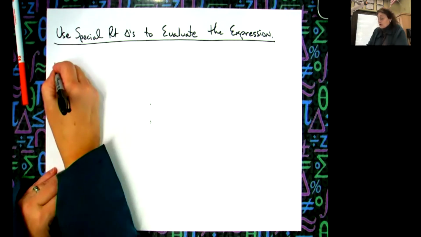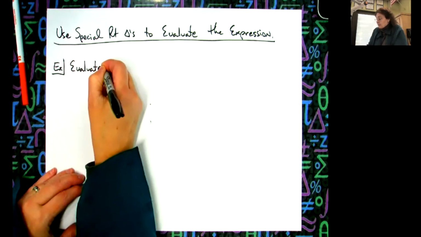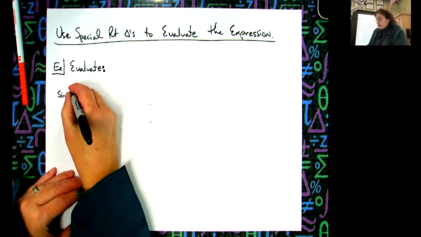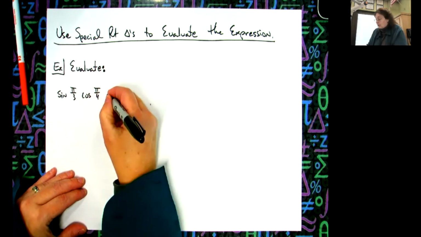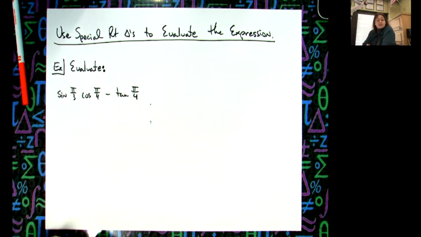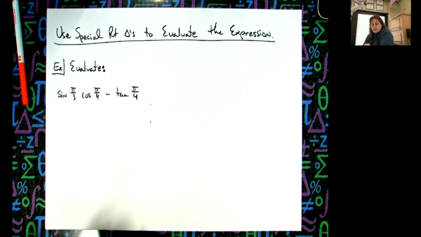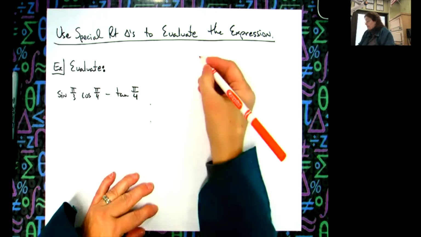You're going to see a problem that says evaluate, and then you're going to see a great big long expression. You might see something like sine pi over 3 cosine pi over 4 minus tangent pi over 4. If they are specifically wanting you to use special right triangles, then these angle measures are going to be 30 degrees, 60 degrees, or 45 degrees, because those are your special right triangles. Let's review, since I know it's probably been a long time since you've done your special right triangles.